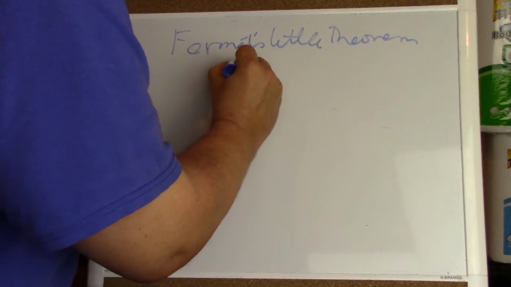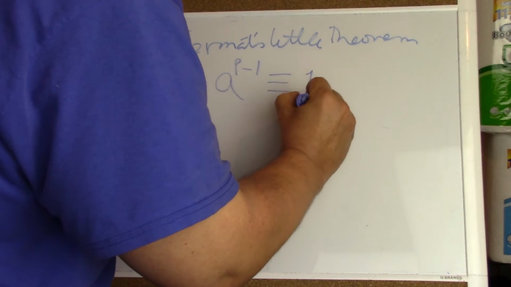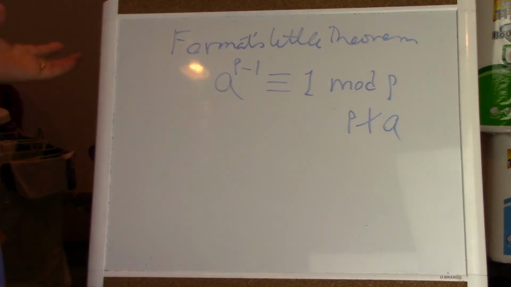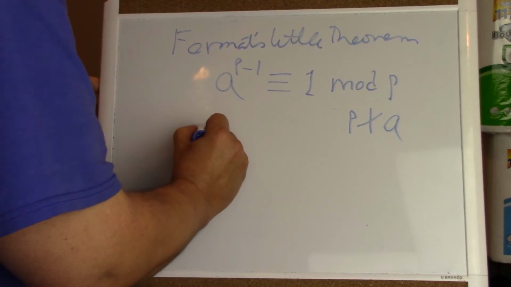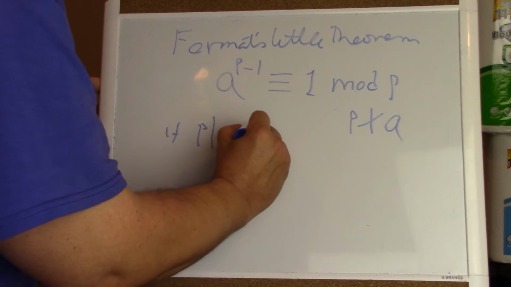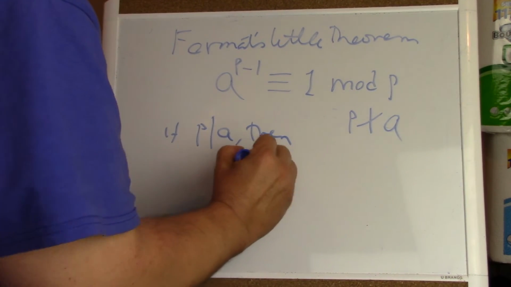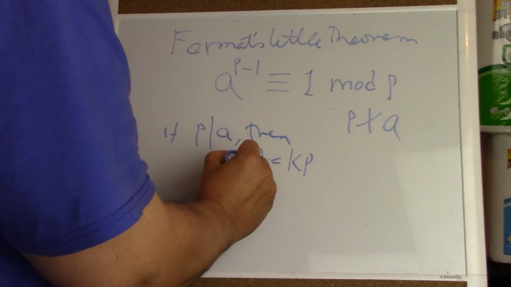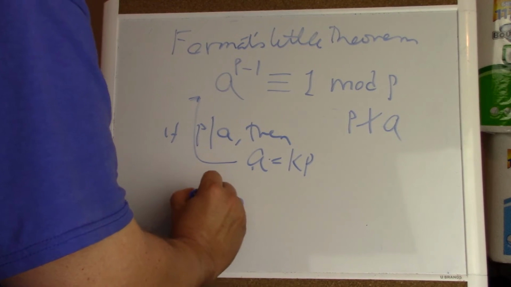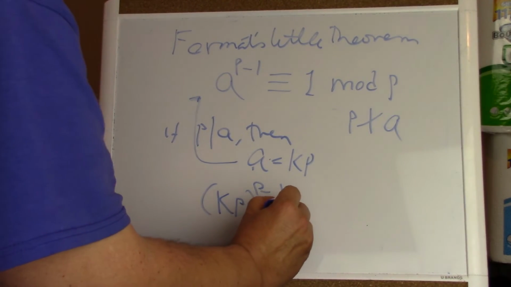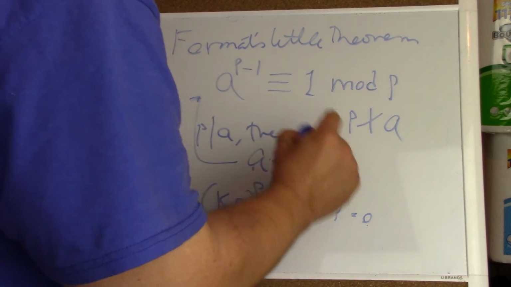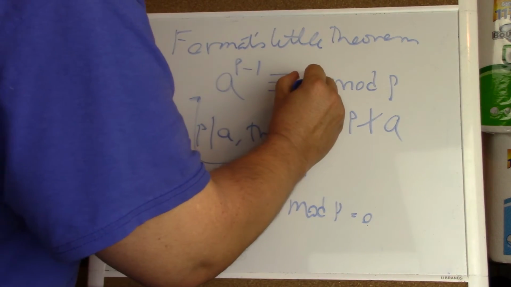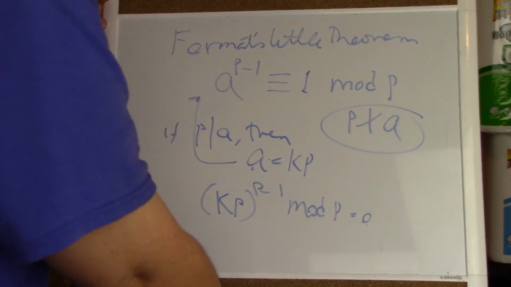Which is a to the p minus 1 is congruent to 1 mod p. Now, p cannot divide a. What happens if p divides a? So if p divides a, then you can express a as a product of p. If you put it in here, kp to the p minus 1, mod p is going to be 0. This will be 0. So it wouldn't work.